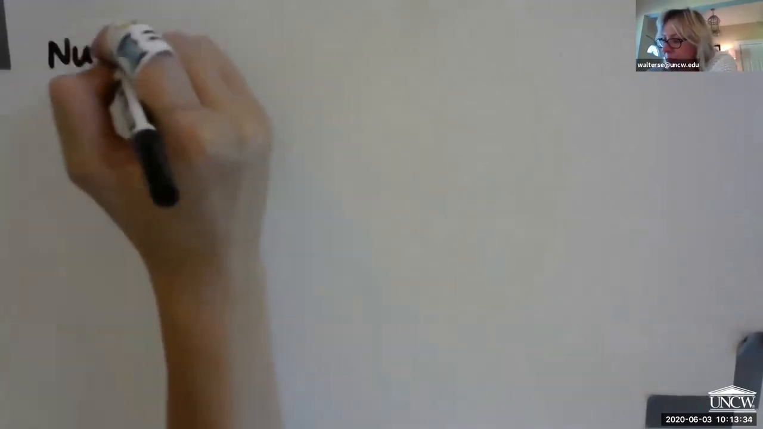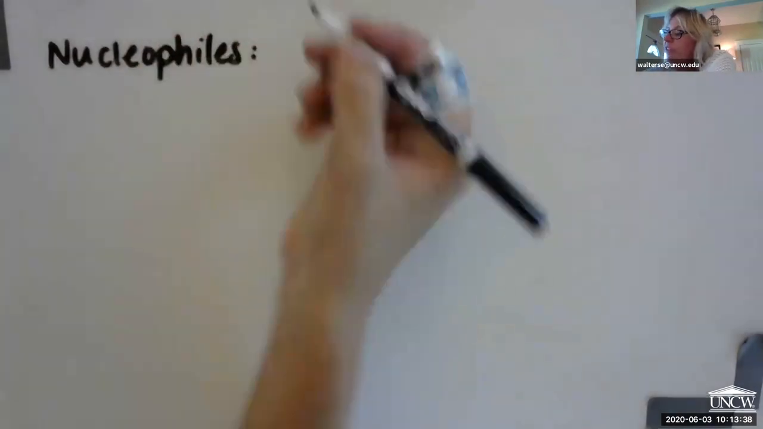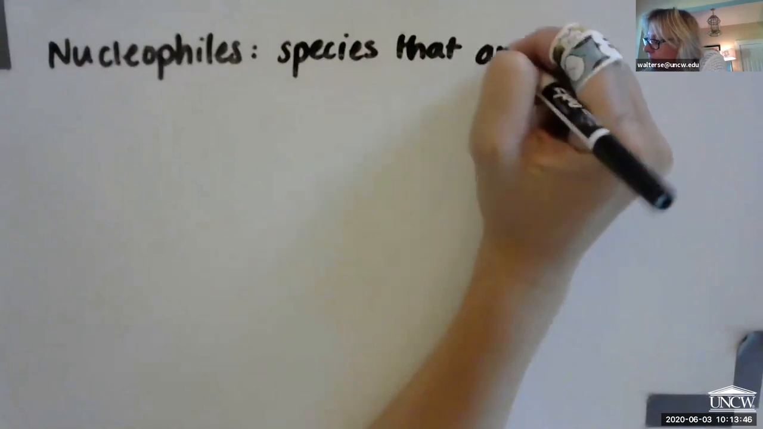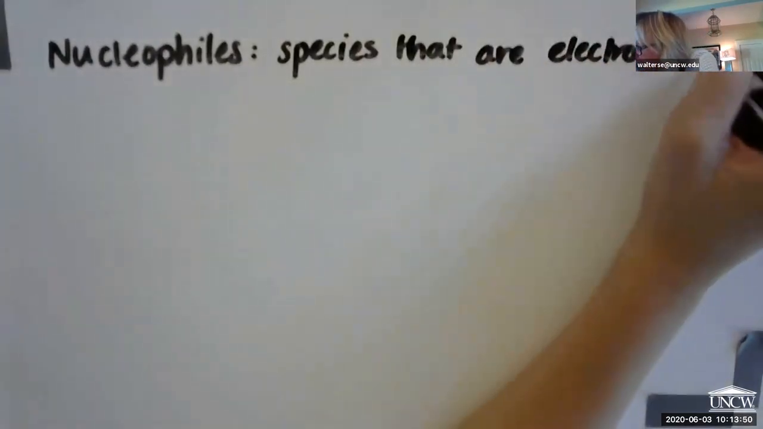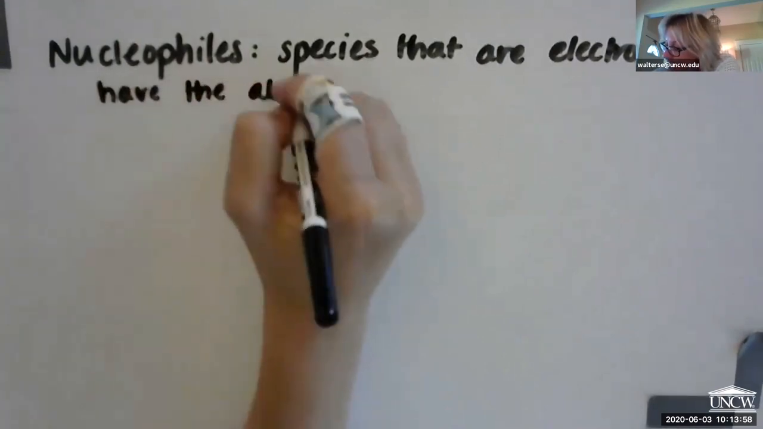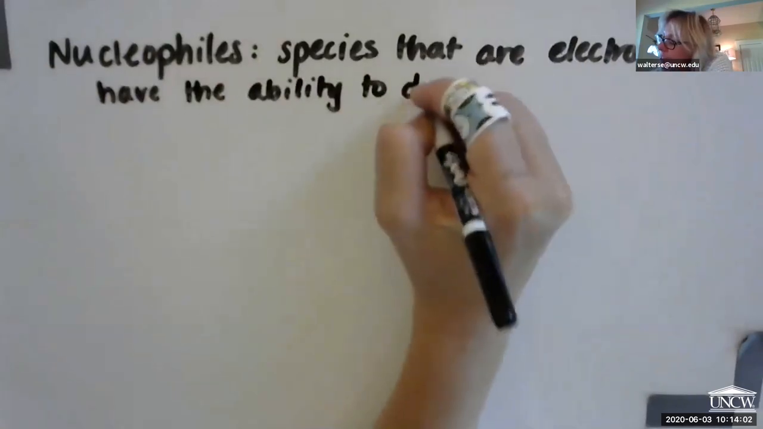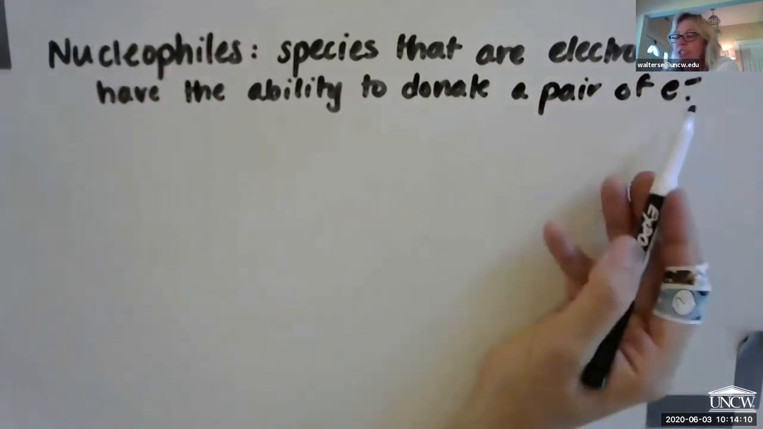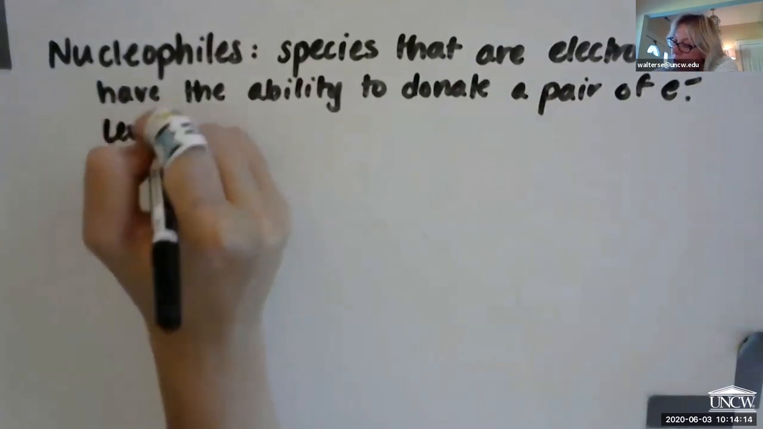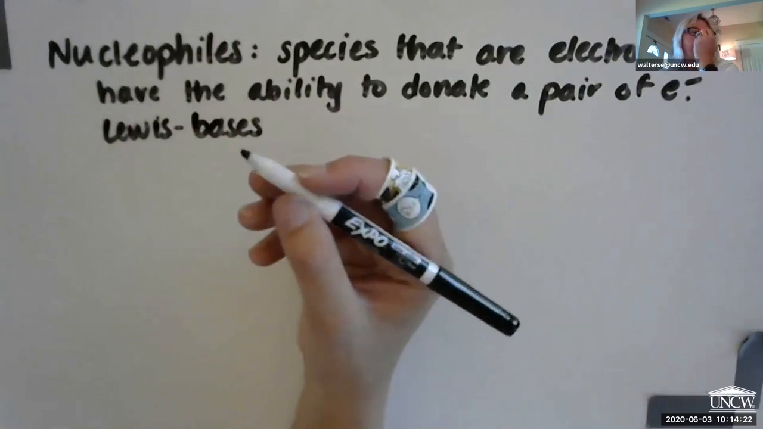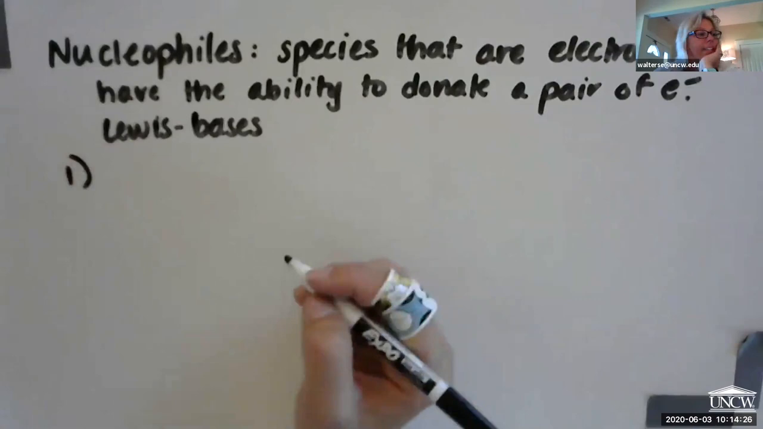We'll start with nucleophiles. Nucleophiles are things that are electron rich, and they have the ability to donate a pair of electrons. Things that donate a pair of electrons are also Lewis bases. So Lewis bases are always nucleophiles, and you're going to look for three things.